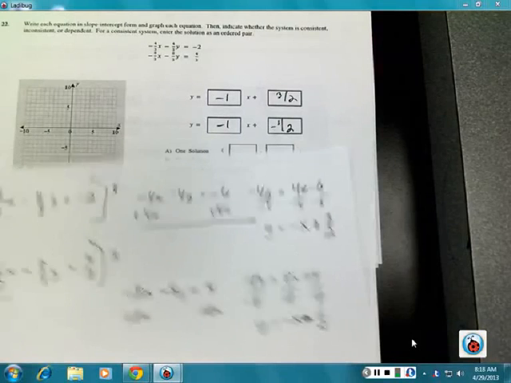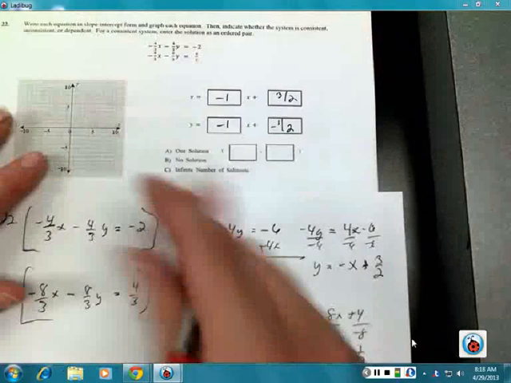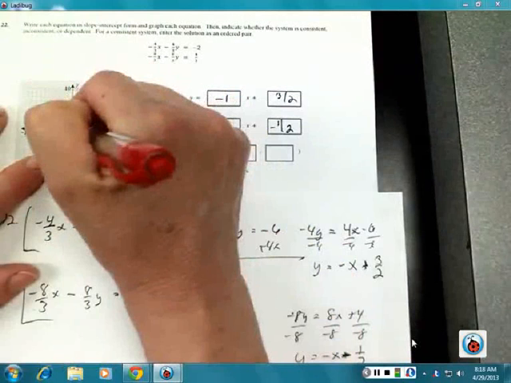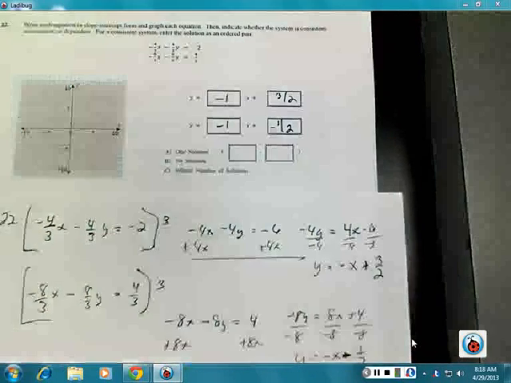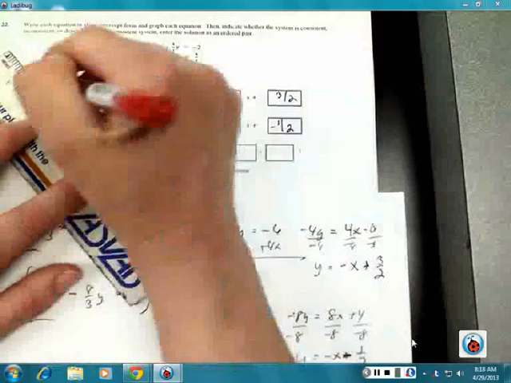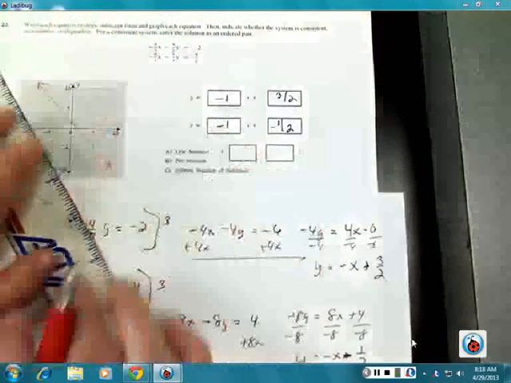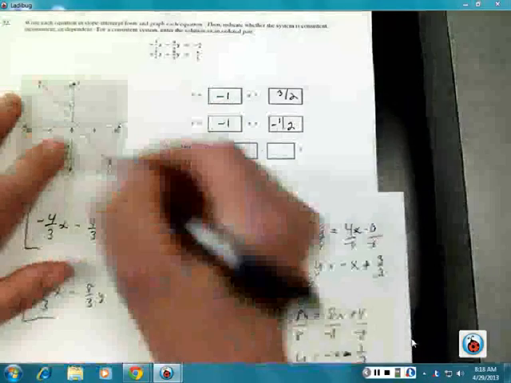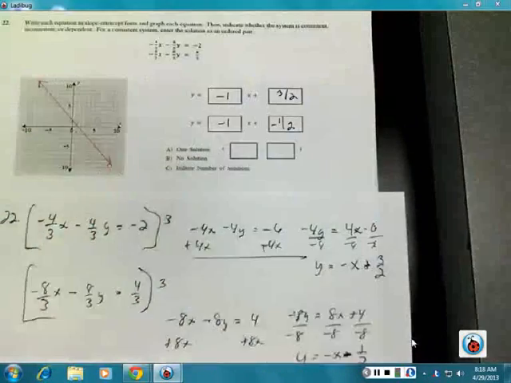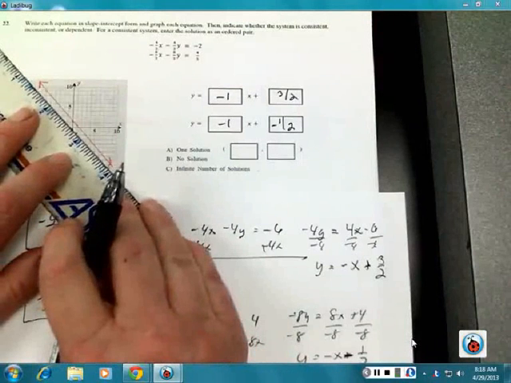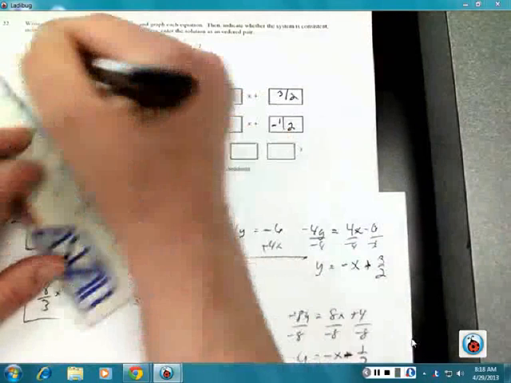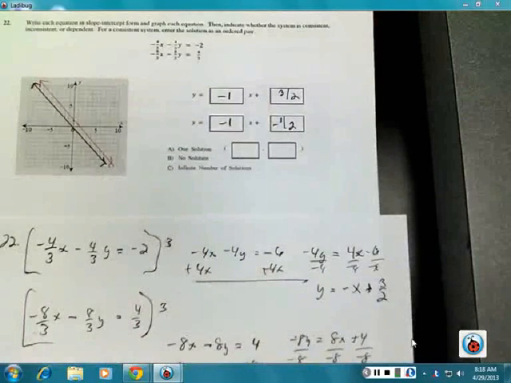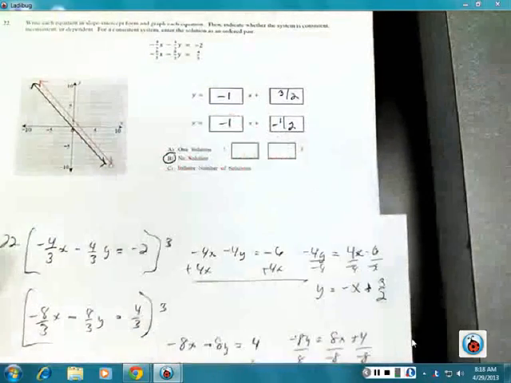And so if I graph the first one, I'm up at 3 halves. So 1, 3 halves. Slope says go down 1 and over 1. So the first line is going to look like so. The second line is down at a half. Slope still says go down 1 and over 1. So it's going to come in like so. And the two end up being parallel to each other. So what do I know about my solutions? No solution. Yep. Because they don't cross each other.